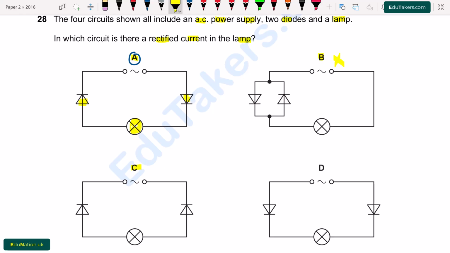In option D, there are again two diodes. Current flows in both directions because the two diodes are connected in two different ways. If one is forward bias in the first cycle, the other diode will be forward bias in the second cycle. So only the circuit from which we get the rectified current is given in option A. So A is correct from here.